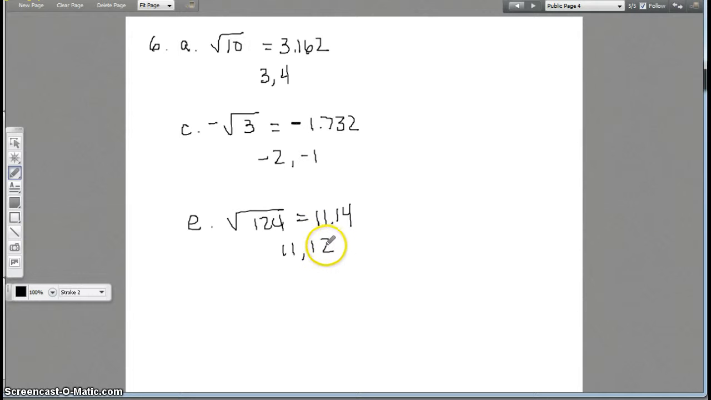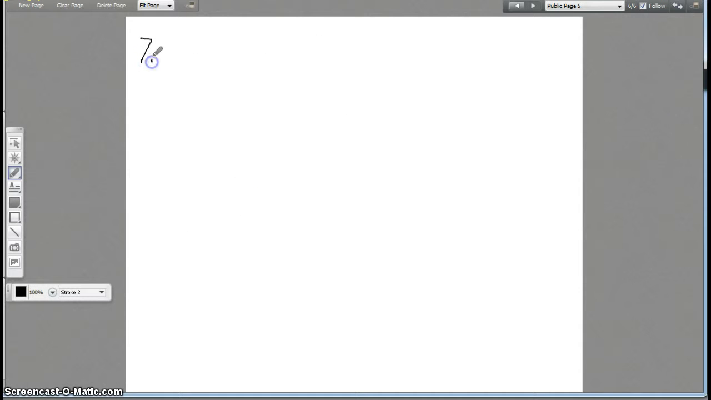It is just like number 14 that was assigned as homework. Remember, a negative in front of the square root is allowed. A negative inside the square root is not allowed. Okay, so now let's look at problem number 7.